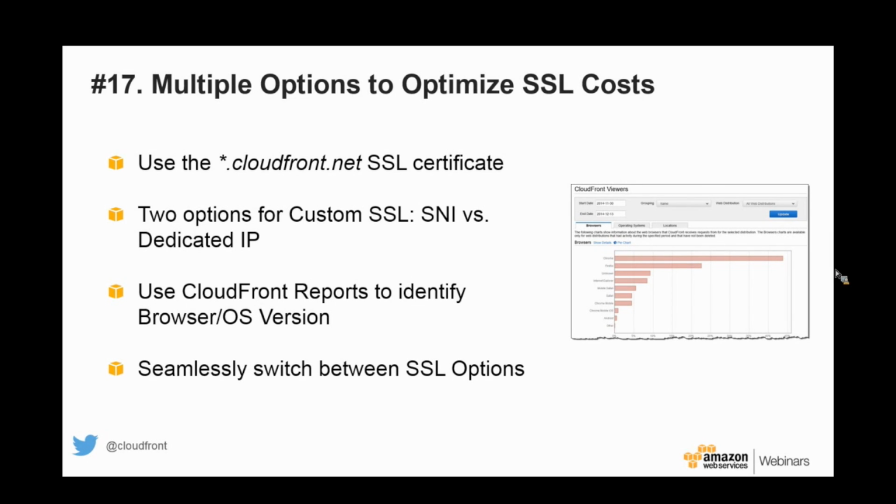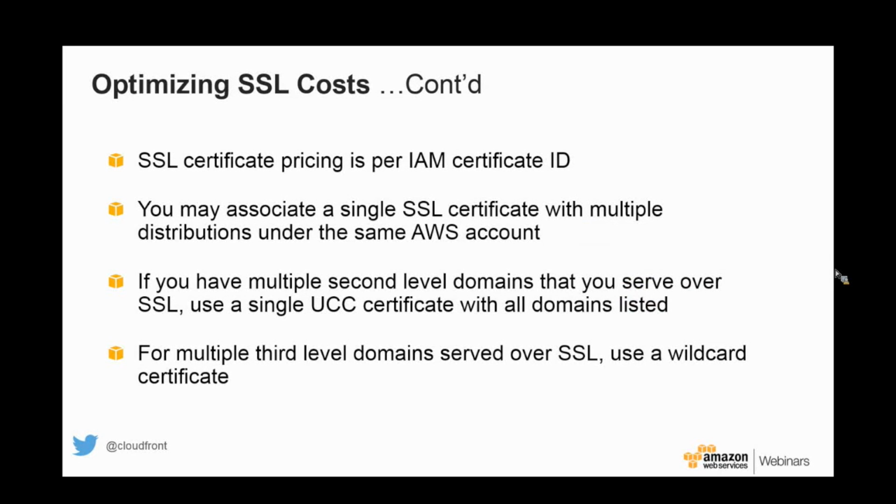You also have the option to seamlessly switch between these SSL options. So you can just go to the management console or use the API and seamlessly switch. Just a couple more points on the SSL cost. If you're using a custom SSL cert with CloudFront, the pricing is based on each certificate ID. So you upload your certificate to IAM and then associate that certificate with one or more CloudFront distributions. So you can use a single SSL certificate with multiple distributions as long as they're under the same account, because it's the same IAM certificate ID, and you get charged only once if you're using the dedicated IP SSL option.